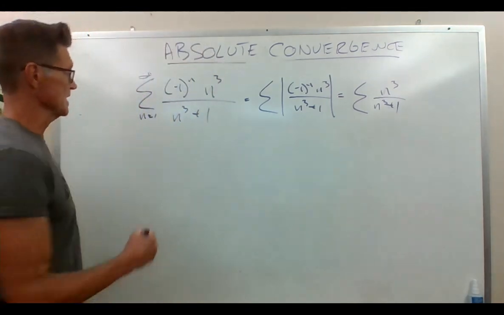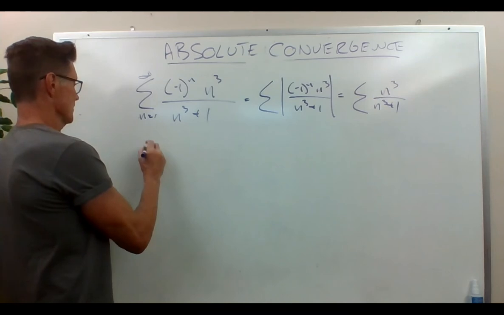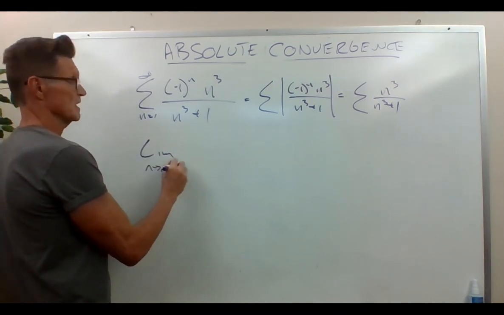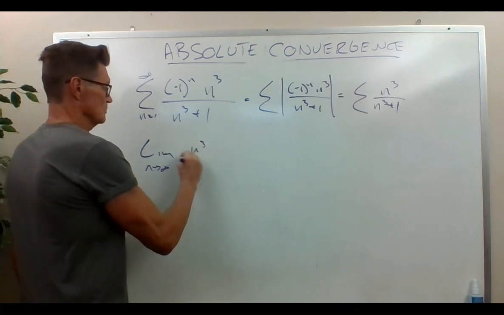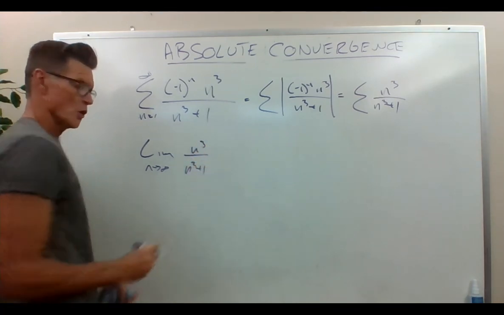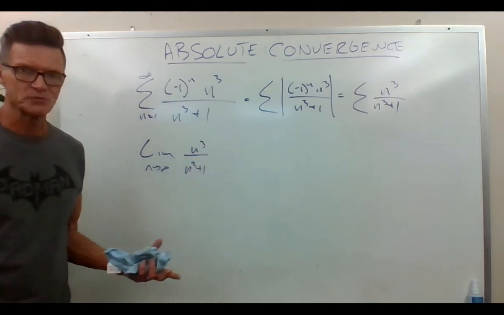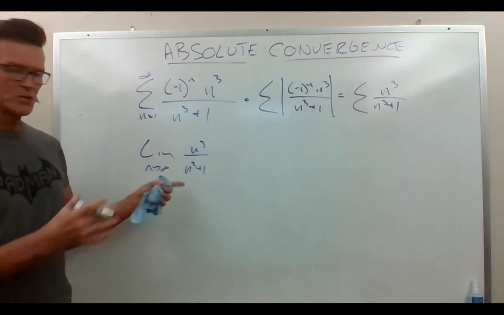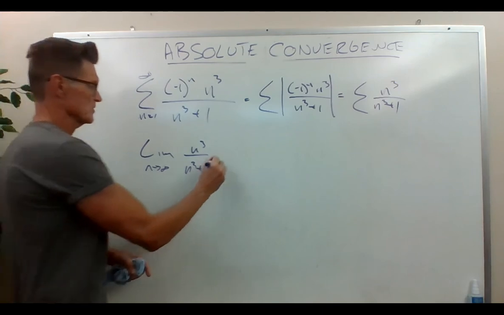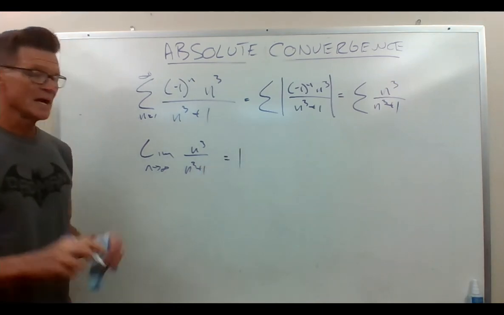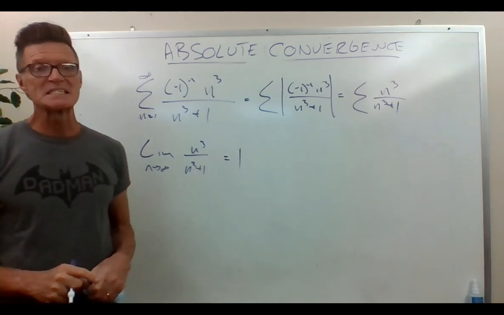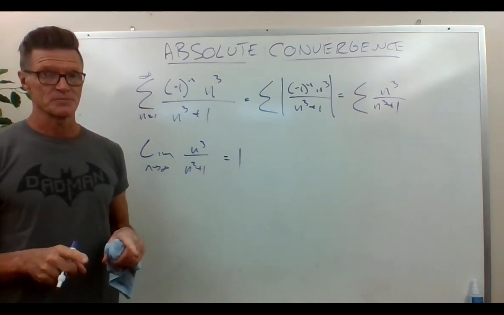And by the alternating series test, again, when we do the limit as n approaches infinity of n cubed over n cubed plus 1, we're doing the exact same thing that we just did. And so we know that this limit is going to be equal to 1. Now, by the alternating series test, this has to be 0 to converge.